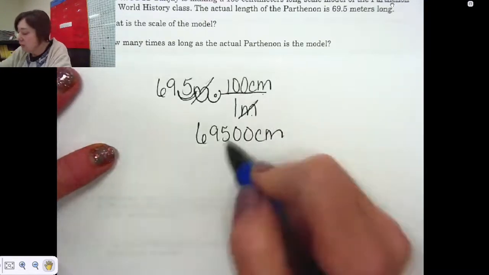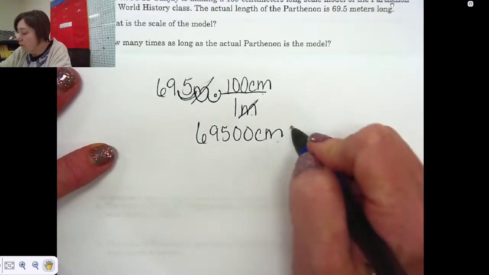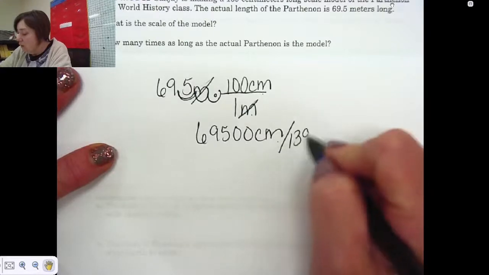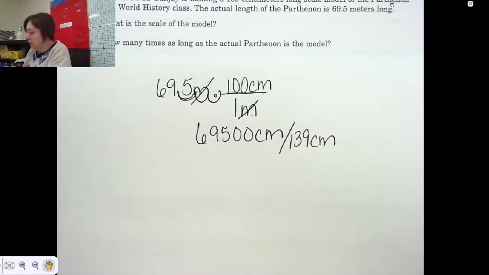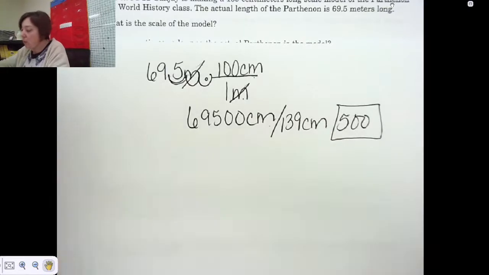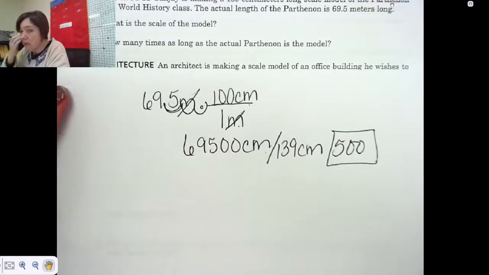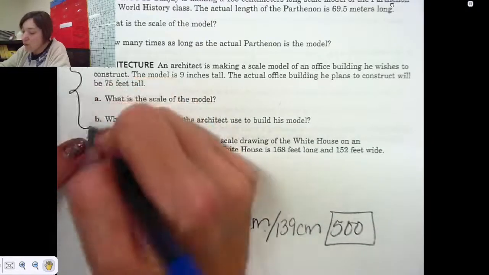So if we take 69500 centimeters in the Parthenon, and we divide that by 139 centimeters, 69500 divided by 139 gives us 500. So what we just discovered was that the Parthenon is 500 times larger than what the model is. Okay, so number 6, you would do exactly the same way that we did number 5.